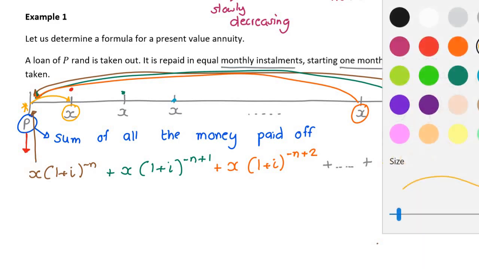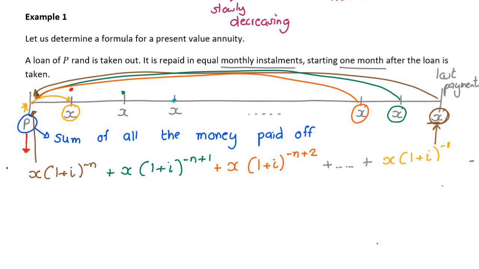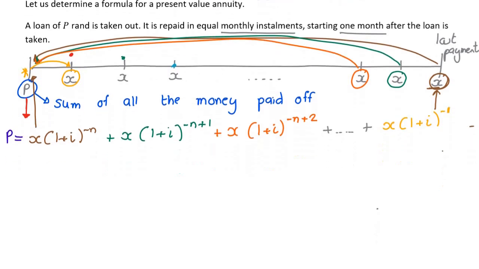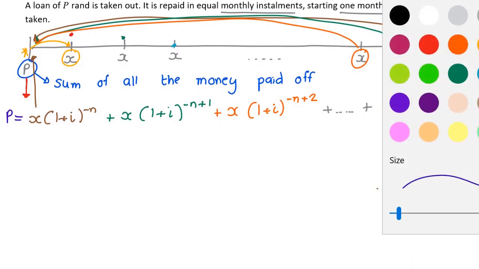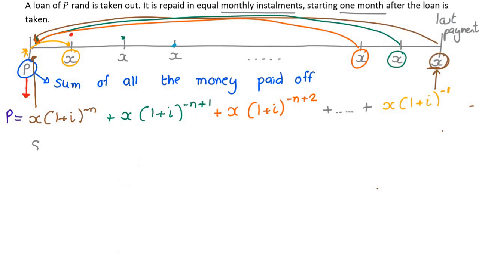Now if you have a look at this, what I'm arguing is if I add all of these payments together, what they're worth now, I will get what my loan is worth now. Now the question is, how do we do this? Well, this is a geometric series, exactly like the future value annuity. So I want to find out the sum. What is my a value? My a value is X(1 + i)^(-n). That's the first term over there.